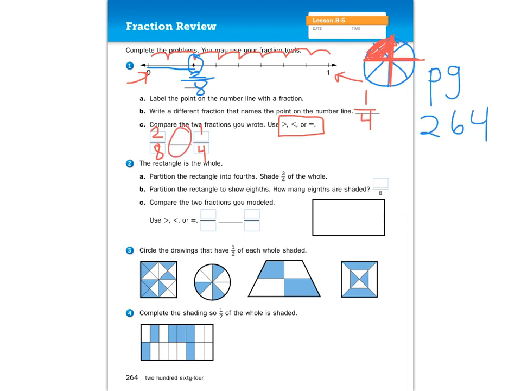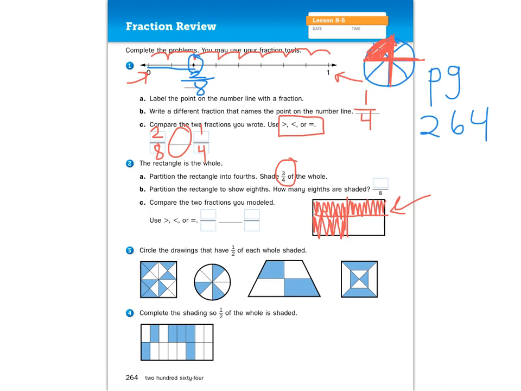Number 2, the rectangle is the whole. We're talking about this rectangle. Partition the rectangle into fourths. So we're going to divide it into 4 equal pieces. And then it says to shade 3/4 of the whole. Hopefully your shading looks better than mine. We've talked about that. And then it says partition the rectangle to show eighths.